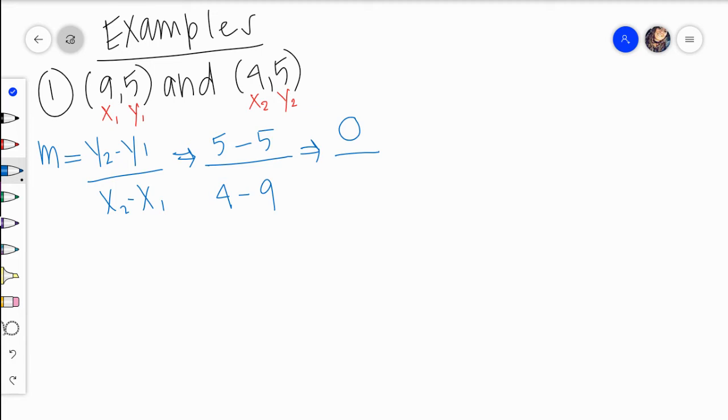4 minus 9, signs are different, so you subtract, keep the sign of the larger, and any time you divide 0 by anything, you will always get 0. And so this is saying that I have a horizontal line with a 0 slope.